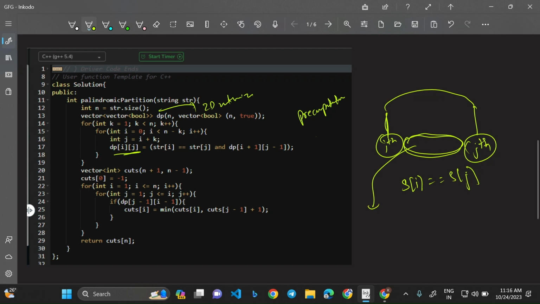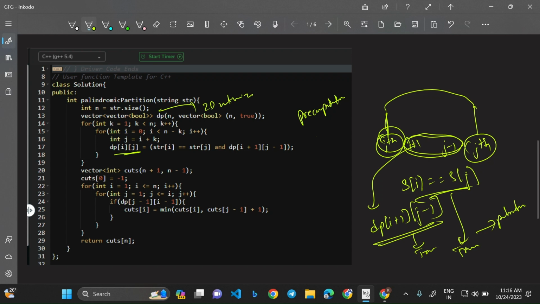This we have already pre-computed. That is DP of i plus 1, because i is where we are starting, and the next part is i plus 1 and j is the end point, so the previous point is j minus 1. So I'll be checking this result. If this is true and this is also true, then the resulting substring would be a palindrome. The characters at the start and the end must be equal, and whatever is between must be a palindrome. If both of these are satisfied, then the whole substring starting from i and ending at j is a palindrome.